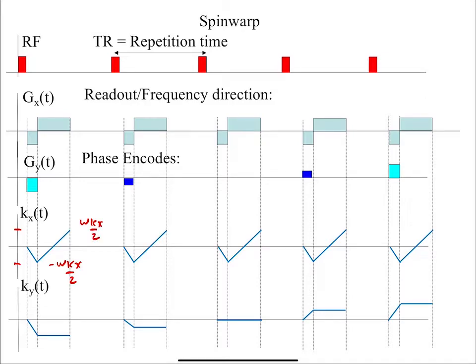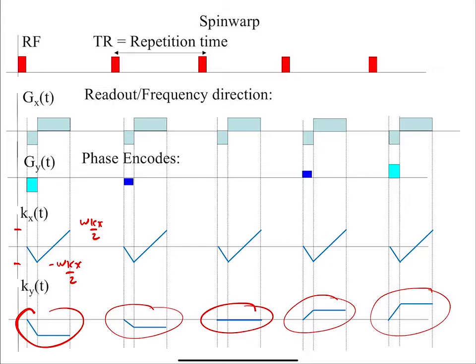All right. The ky gradient, you notice, is different each time. Okay. It's going out to some value and then just holding that value for the whole line. All right. And then I've truncated the k-space trajectory afterwards because basically we're just not acquiring data afterwards. All right. Okay. So any questions on that? This is sort of the fundamentals of spin warp.